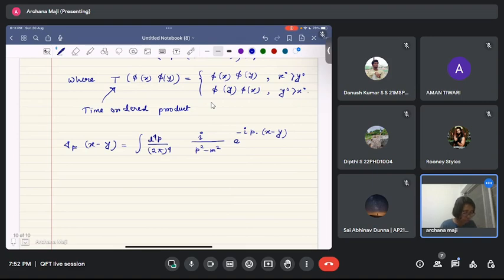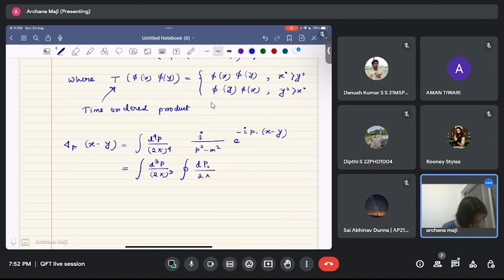Having said that, now let's see. More explicitly, this is d3p over (2 pi)^3, integration dp0 over 2 pi, i over p squared minus m squared, e to the minus i p dot (x minus y).